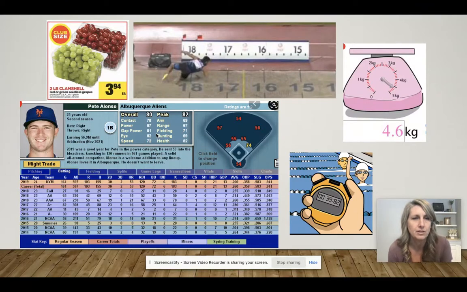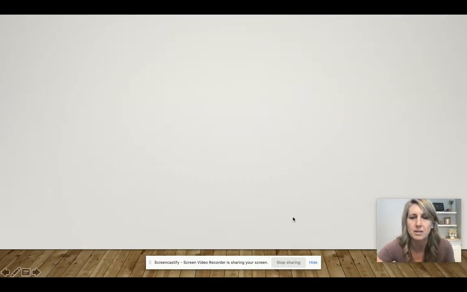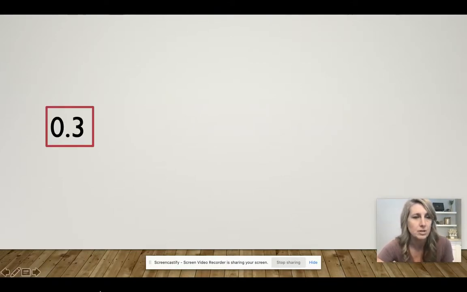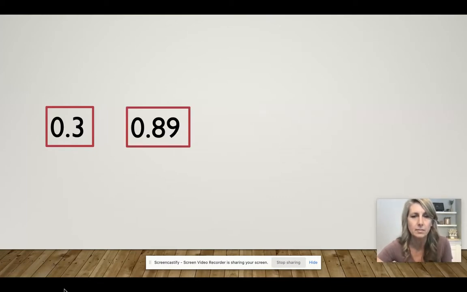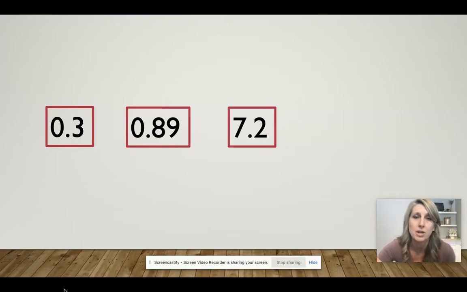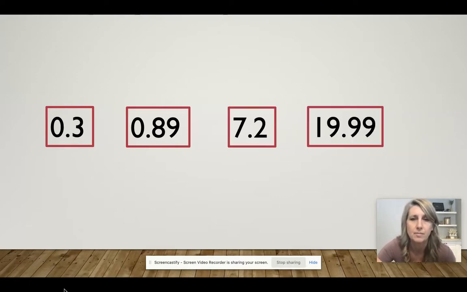Decimals are all around us. You might look at this picture and recognize them. Prices, linear measurements, statistics, a portion of time. And the big thing to know is that they are smaller than a whole. So here we have 3/10, 89 hundredths, or they can also be in combination with a whole number. So here we have 7 and 2/10, 19 and 99 hundredths.